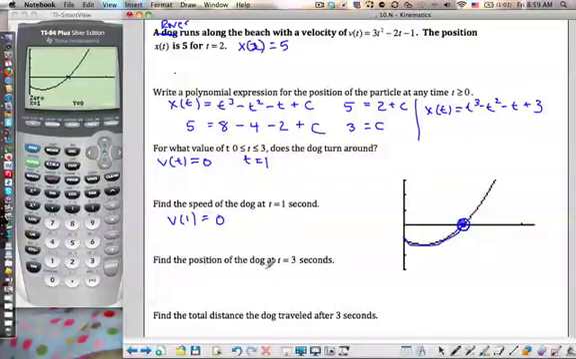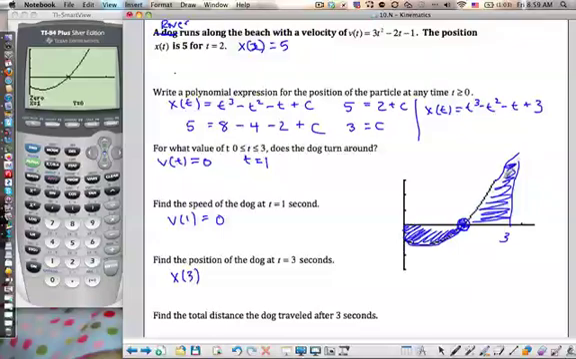Find the position of the dog at 3 seconds. So the position is x of t, so x of 3. This is 1, let's just assume that this is 3 seconds out here. So he goes away from the ocean, and then he goes towards the ocean. We should be able to cancel those things out and find out where he is at that exact moment.